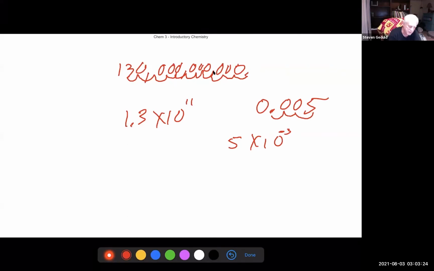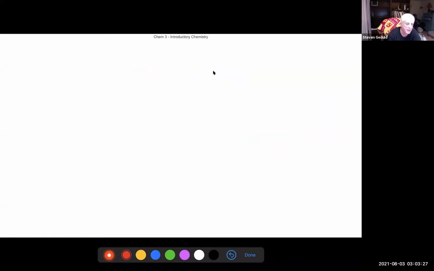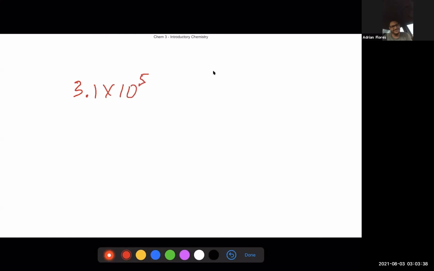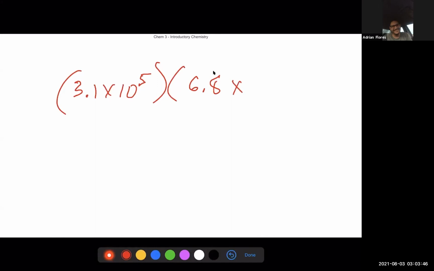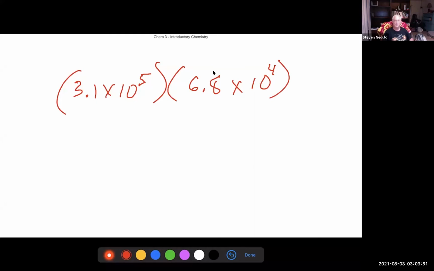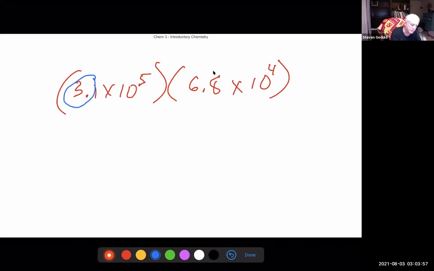Multiplying scientific notation. Once we're in scientific notation, as most numbers are expressed, we can use it to multiply. Say we want to take 3.1 times 10 to the 5th times 6.8 times 10 to the 4th. When you multiply in scientific notation, you multiply these 2 digits, and then you add the exponents together. When exponents are multiplied, you add.